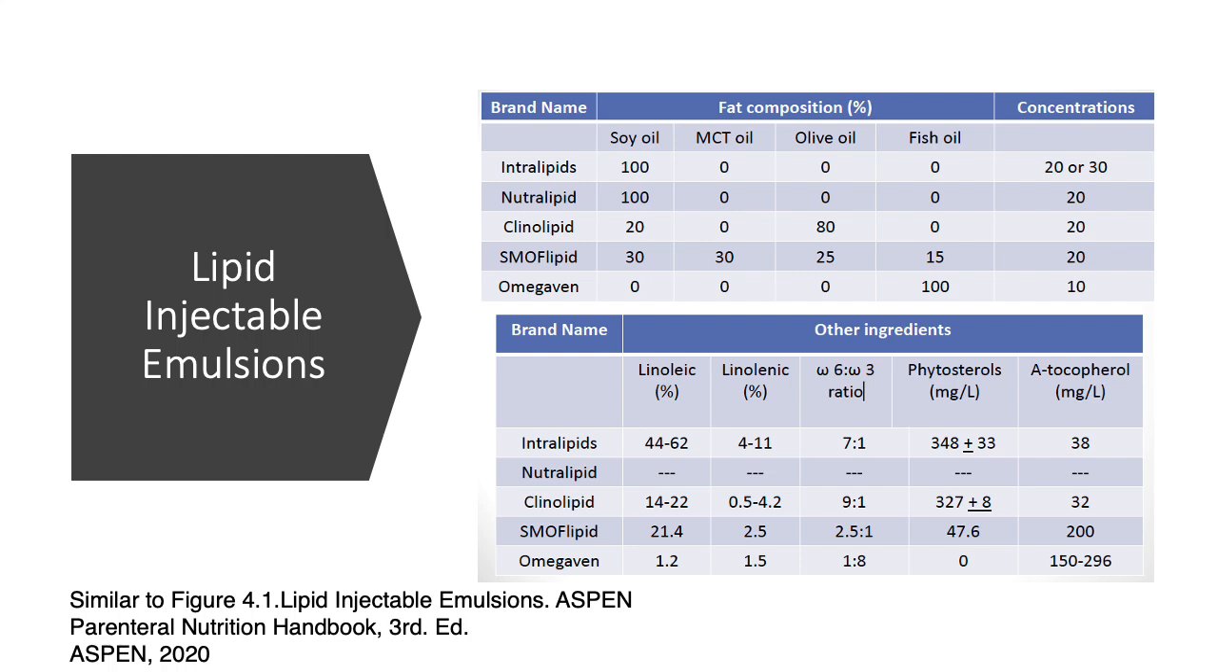These are lipid injectable emulsions, and the top table is similar to table 4.1 in the Parenteral Nutrition Handbook. The bottom table comes from a video titled IV Lipids Update, What to Know and When to Use New Lipids on the Market. All the source of this data is from the manufacturers. Intralipid and Nutrilipid are soybean oils. Smoflipid is a mixture of soybean, MCT, olive, and fish oil.